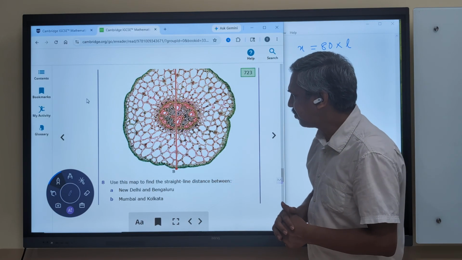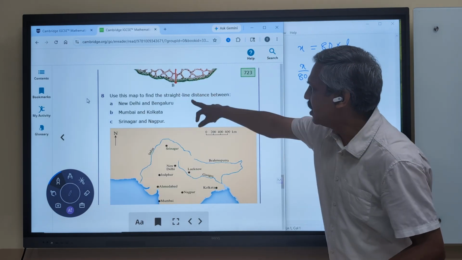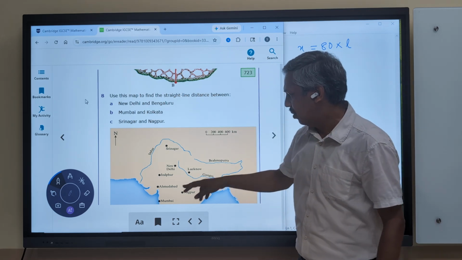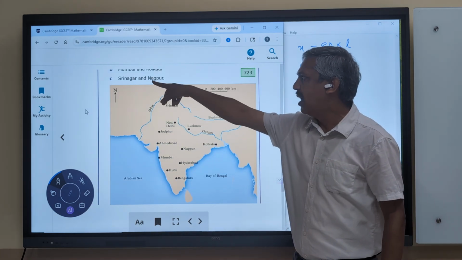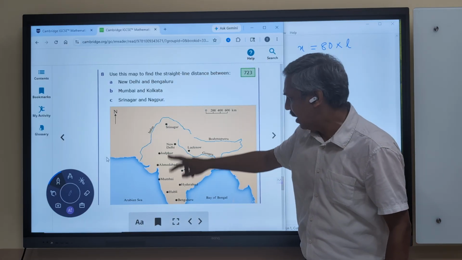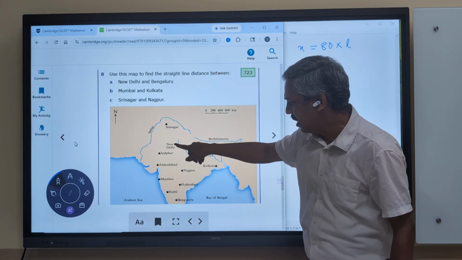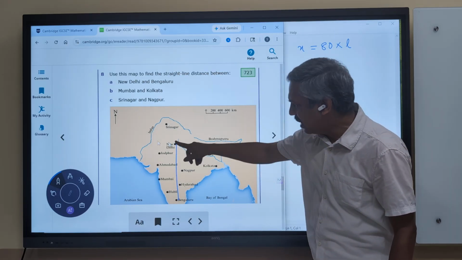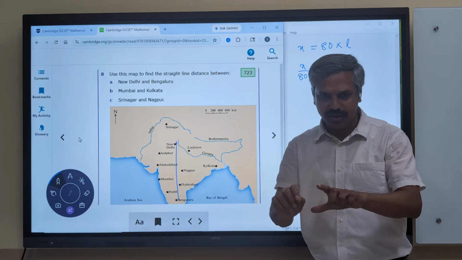Next problem. Use this map to find the straight line distance between New Delhi and Bangalore. Let's see, this Mumbai, Kolkata and Srinagar. Let's see Mumbai to Bangalore, New Delhi to Bangalore. New Delhi is here, Bangalore is here. So we draw a straight line here, and on that straight line we just mark the distances.